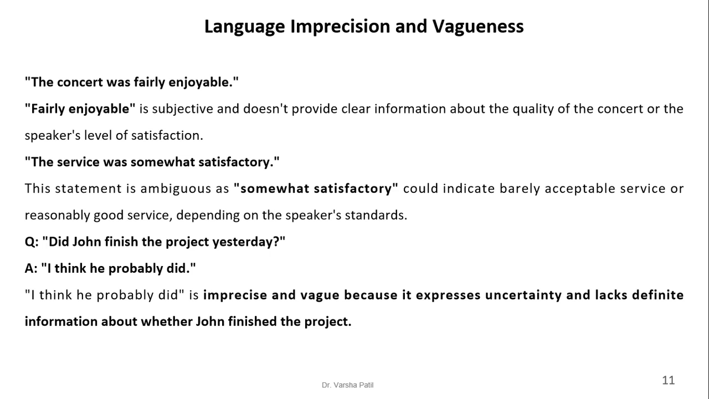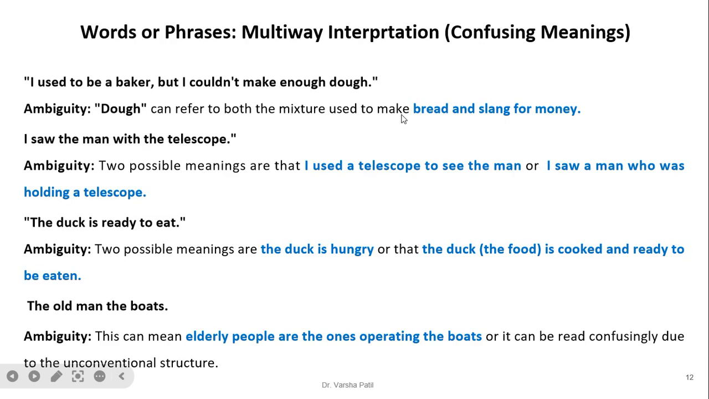Did John finish this project yesterday? I think he probably did. So this is nothing but a question and answer. Here, I think he probably did is imprecise and vague because it expresses uncertainty and a lack of definite information about whether John finished his project or not. So here, language imprecision and vagueness is present in the statement.